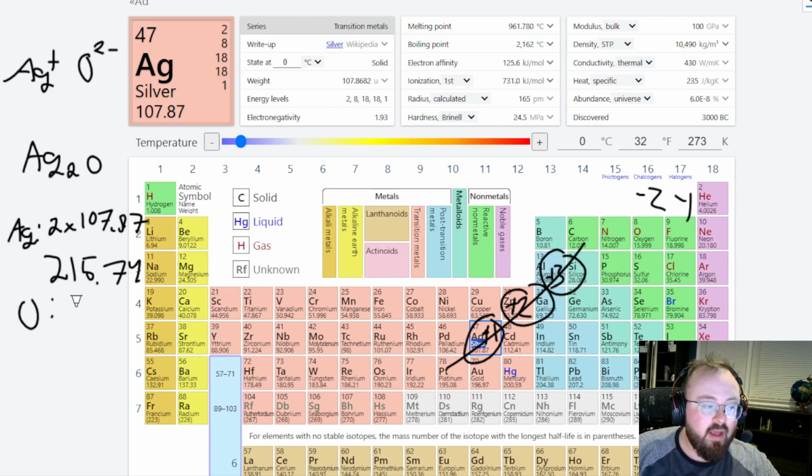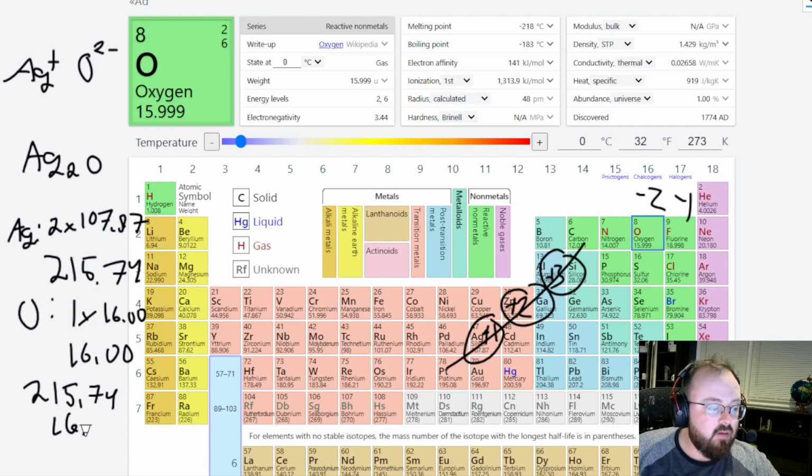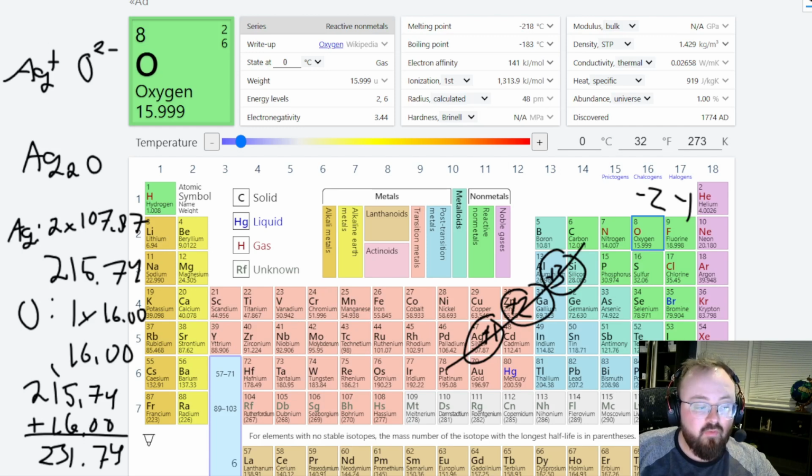And my oxygen, we have 1 oxygen atom. Hopefully by now we are remembering that oxygen is 16.00, which is just 16.00. And if we add these values up, 215.74 and 16.00, we get 231.74. We're going to slap that unit on there, grams per mole.